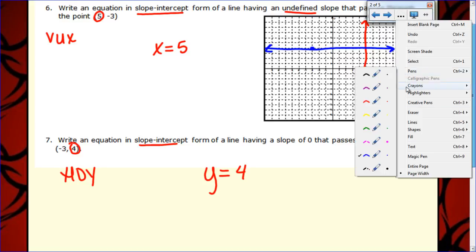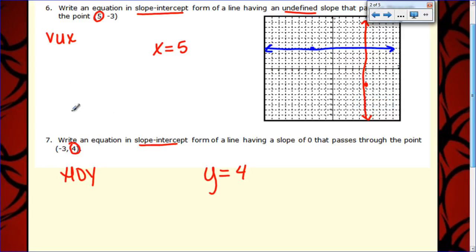But the thing that I need you to remember, and I need you to try and commit it to memory, is the HOI and the VUX. HOI means horizontal lines have 0 slope and their equations are y equals. And then VUX is vertical lines have undefined slope and their equations are x equals. These should be gimme questions. You see a thing about undefined slope, it should just be x equals, done. If you see something about 0 slope, it should be y equals and done. These should be gimme questions, so I want you to commit to memory the HOI and the VUX and what they stand for.